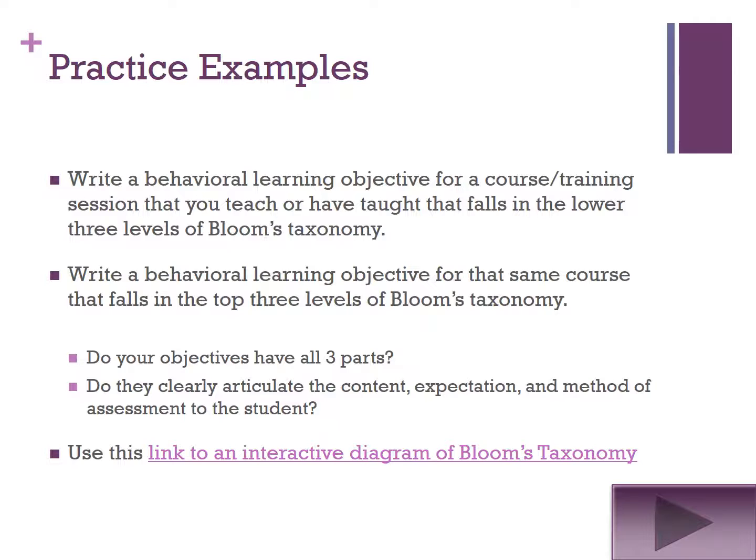Remember, keep in mind that you need to have all 3 critical elements of a behavioral learning objective for students to clearly understand what you expect of them. You need to have the behavior verb, you need to have the content or the skill, and you need to have the criteria for assessment. When you're finished, ask yourself if those behavioral learning objectives clearly articulate the content, the expectation, and the method of assessment to your students. If you need help, there is a link at the bottom of this slide to an interactive diagram of Bloom's taxonomy that should make writing your behavioral learning objectives a lot easier.